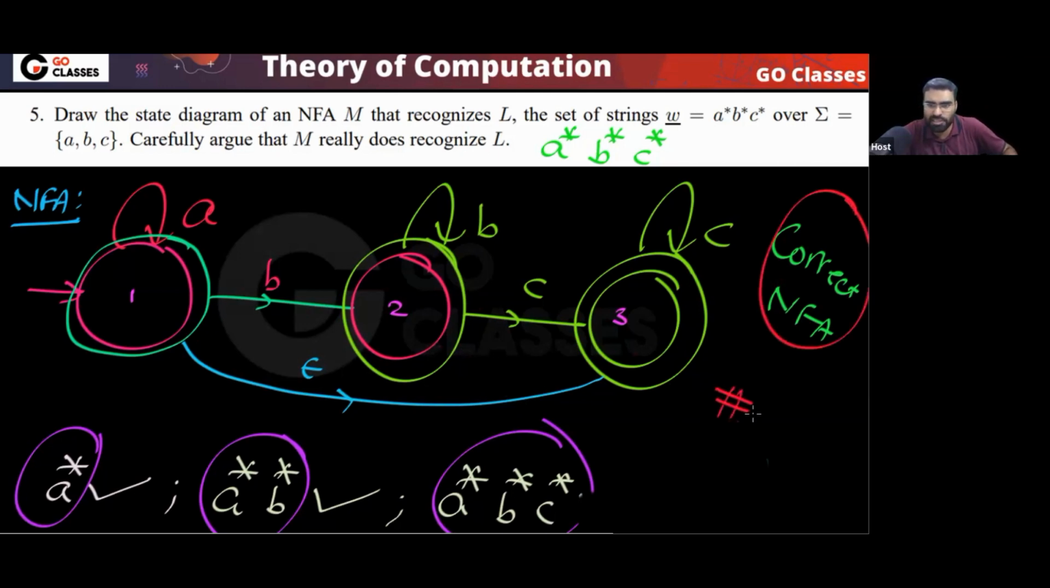So what is the number of states in the minimal NFA? That will be 3. So there are 3 states in the minimal NFA. Okay. So I hope this point is clear.